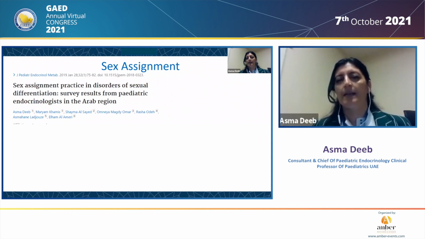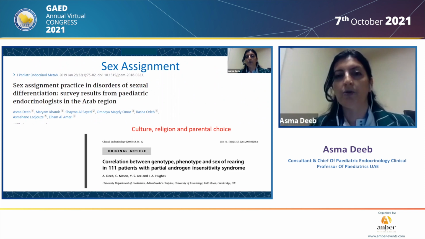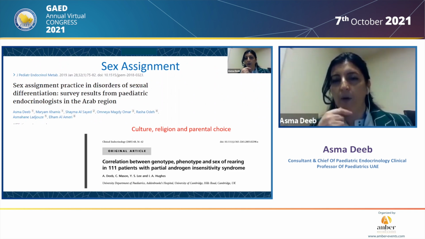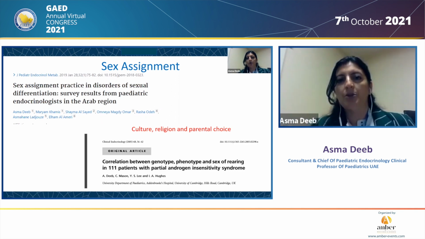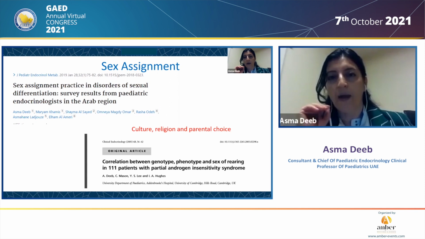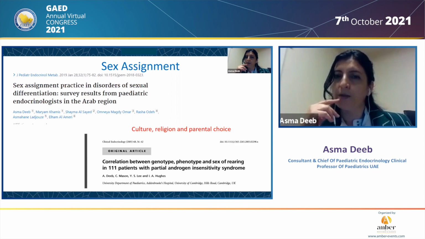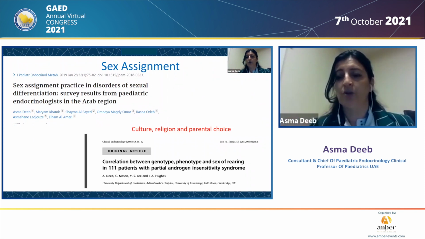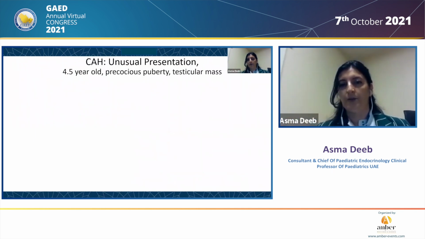I have always been fascinated by this area of sex assignment, and over 20 years ago, during my training in the UK, I worked in a more difficult cohort of patients of partial androgen insensitivity syndrome, where things are not really black and white, and it was very impressive what our findings were from this study, where culture, religion, parental choice all influence the sex assignment in babies. So it's not purely the physician's opinion and the investigations.